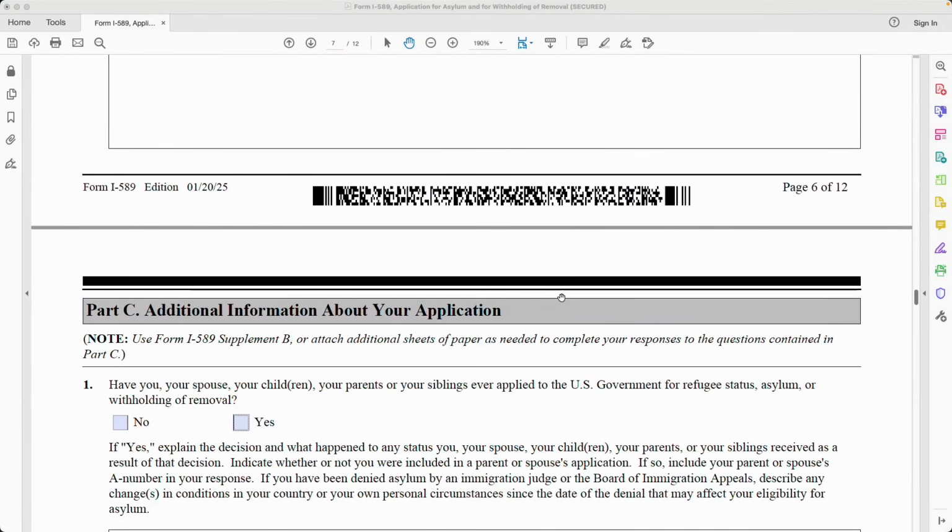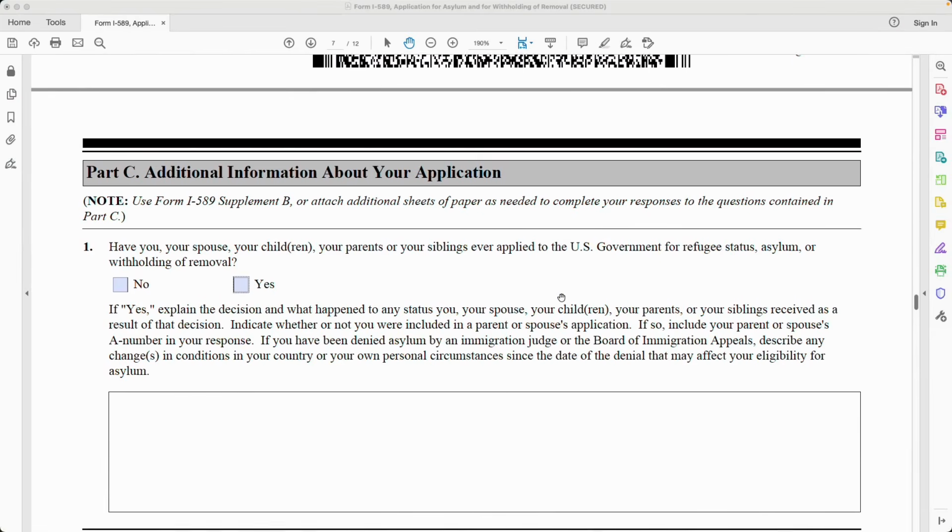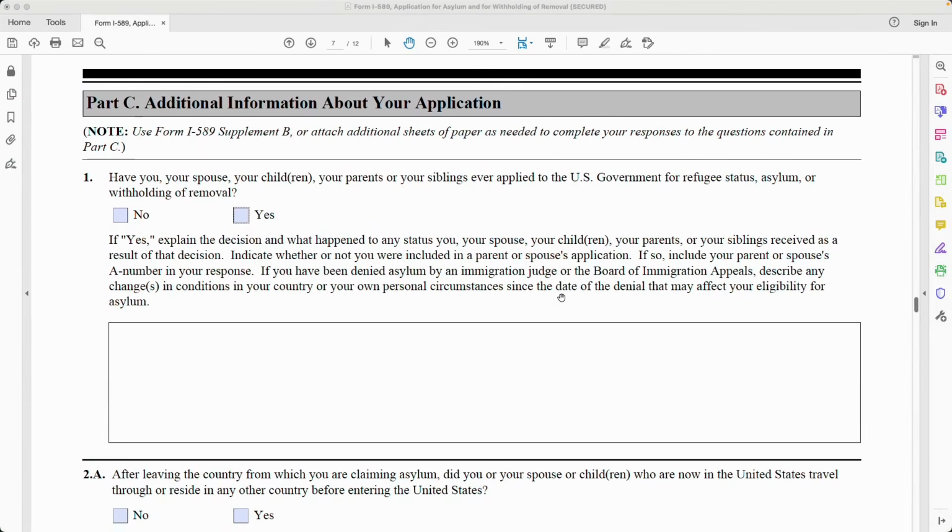Okay, let's go through the questions in Part C of the form. Question 1 asks if you, your spouse, your children, or your siblings ever applied for refugee status, asylum, or withholding of removal before. Check no if none of you have applied before. If you check yes, explain in the box. If you have applied for asylum before, include any new circumstances in your country or in your personal life that have changed that make you eligible for asylum now.